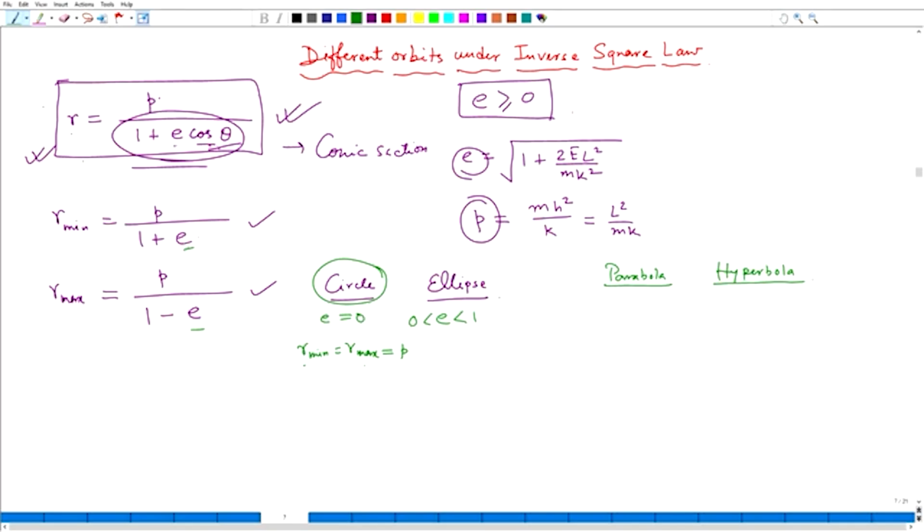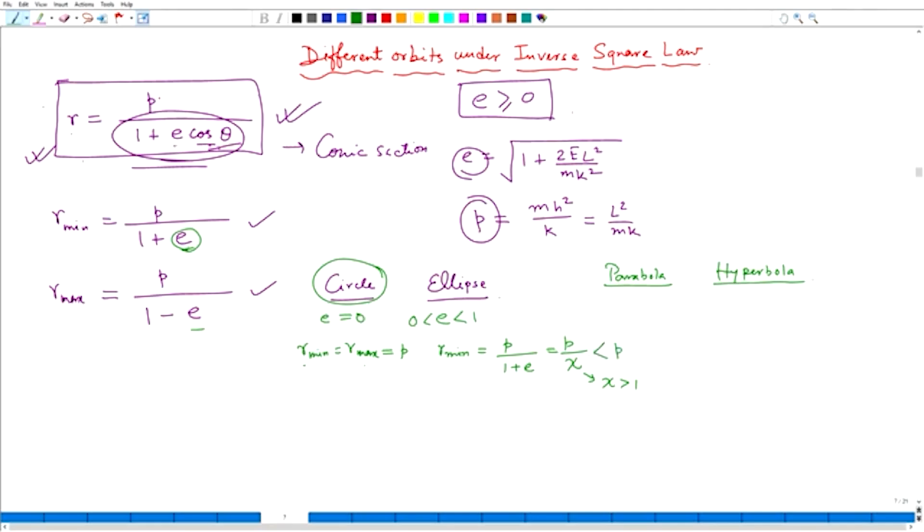Okay. And that is why you will see that R mean will be equal to P by 1 plus E, and since E is a positive quantity, 1 plus E will be greater than 1. So, this will be P by some chi which is greater than 1, and this chi is actually greater than 1. So, you can write that this should be less than P.